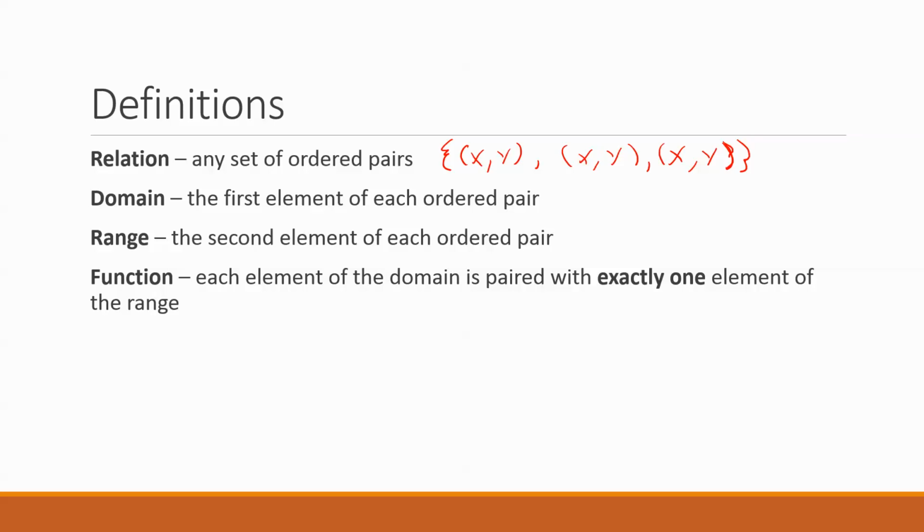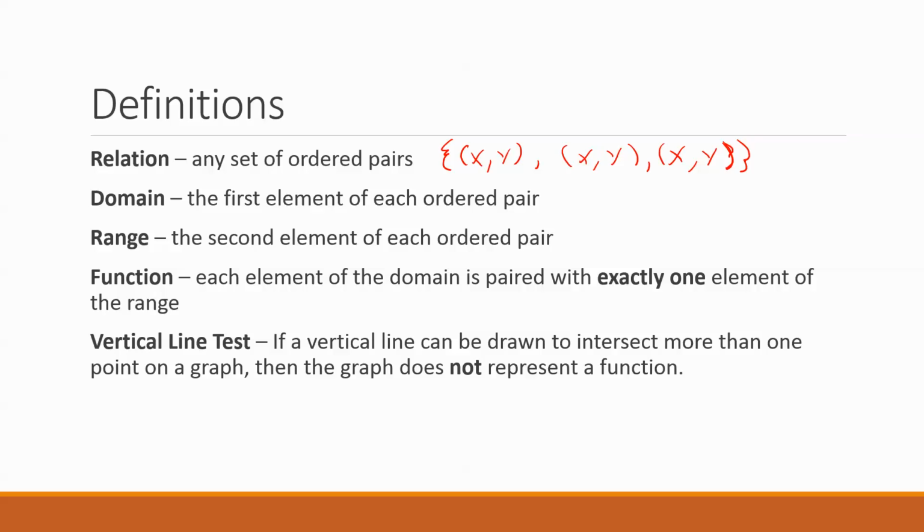And then the relation is a function if each element of your domain is paired with exactly one element of the range. For example, if within our set of ordered pairs we had 8, 2, and then we had the point 8, -3, then that would not be a function because 8 will be paired with two different elements from the range.